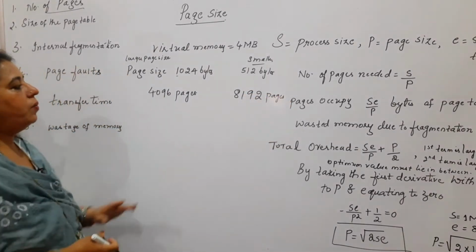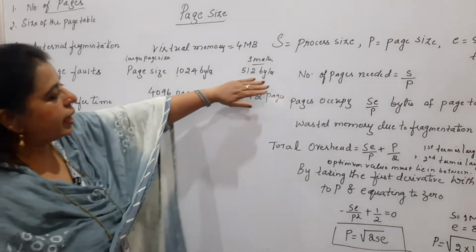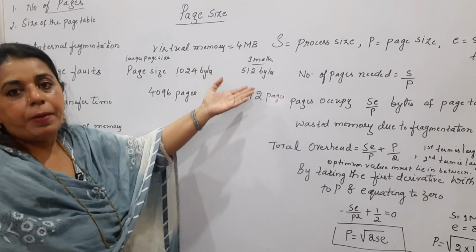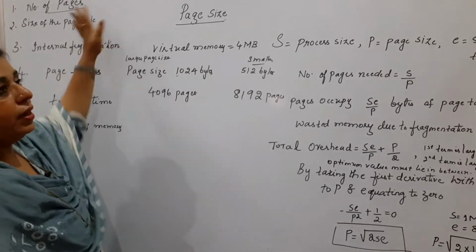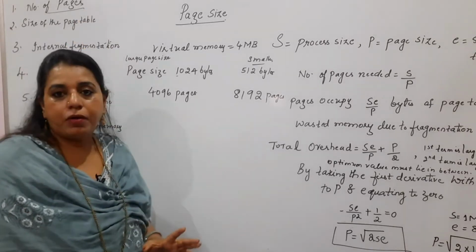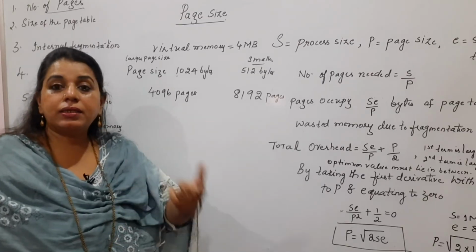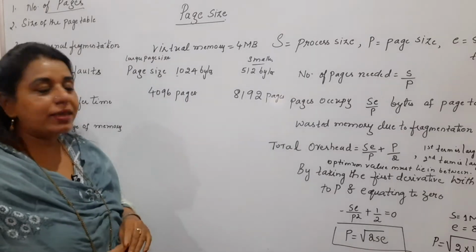First we'll see how many pages. If the size of the page is larger, you require this many pages. If the size of the page is smaller, you require this many pages. Quite obvious, because depending on the size only, you are going to decide the number of pages. So this is what I have written here. The first parameter is the number of pages. Now why I am interested in the number of pages is, the number of pages will decide the size of the page table. That is what I have written here, the next point, size of the page table.